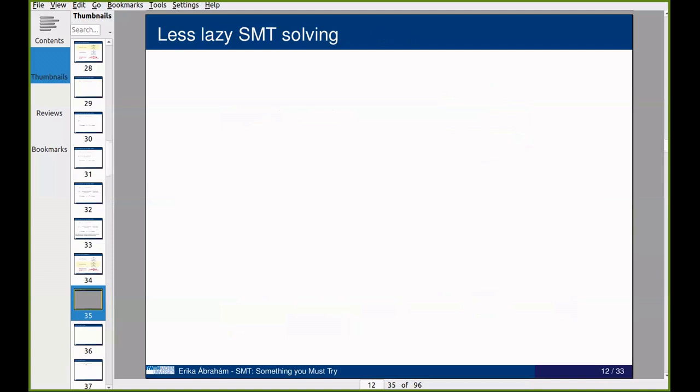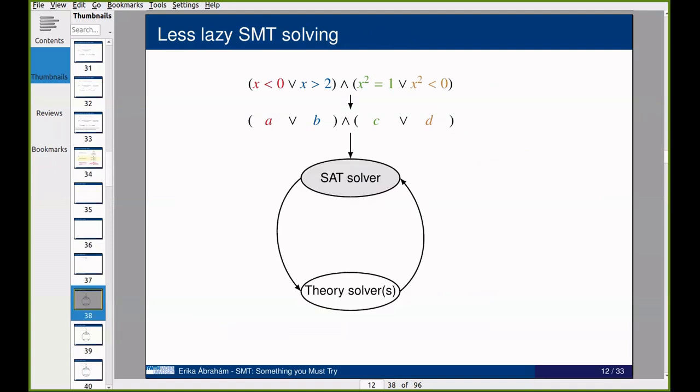I show it to you on an example. Assume we have this formula as input. And again, we first build the Boolean abstraction of it, because I want first to solve the Boolean structure. So again, I introduce for each constraint a fresh proposition, just stating whether this constraint should be true or not. And now I can use a SAT solver to do so. That we already know how it works.